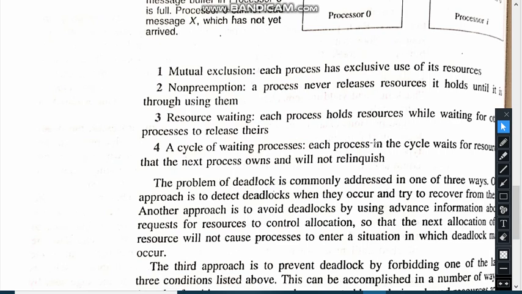Welcome to the second session of today's lecture. In today's lecture, I am discussing deadlock.